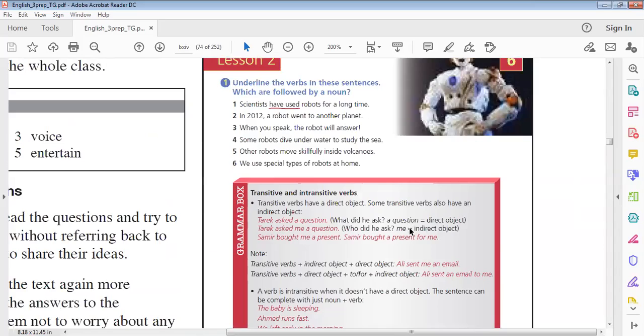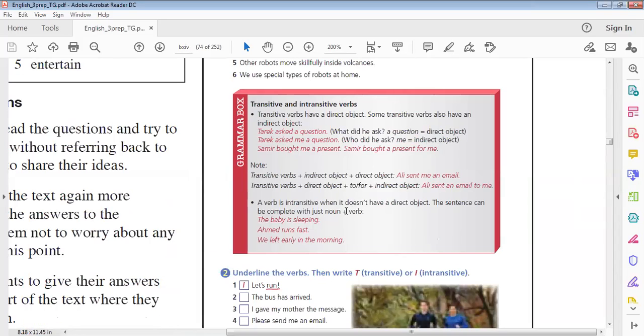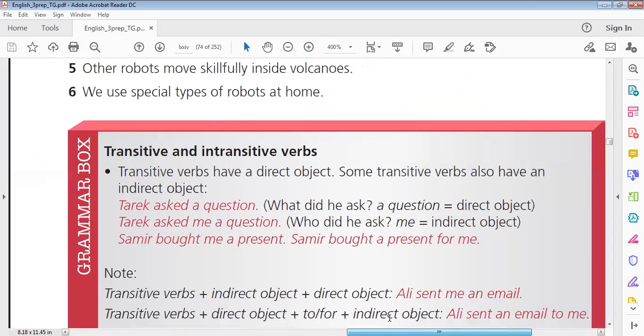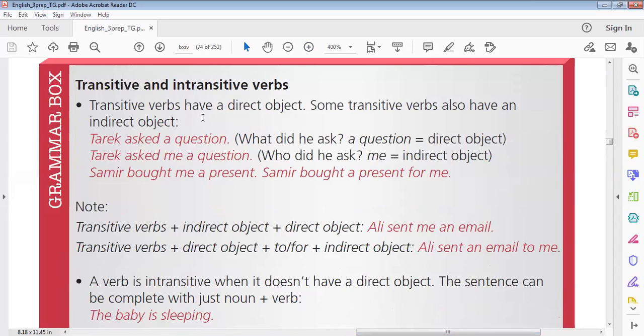After that, the grammar lesson in this unit is about transitive and intransitive verbs. Transitive verbs have a direct object. So after a transitive verb, you will find an object. Some transitive verbs also have an indirect object, like Tariq asked a question. What did he ask? A question. This is called a direct object. So the word question here is a direct object.